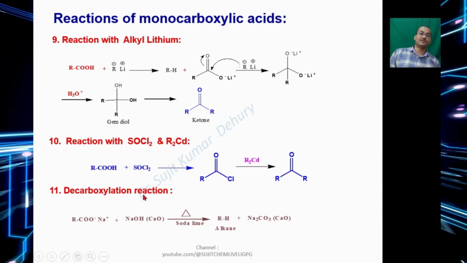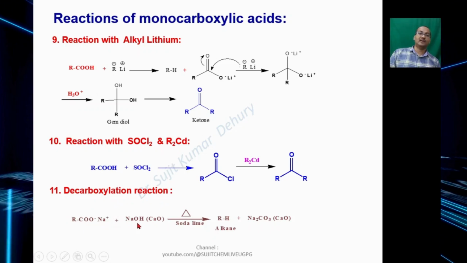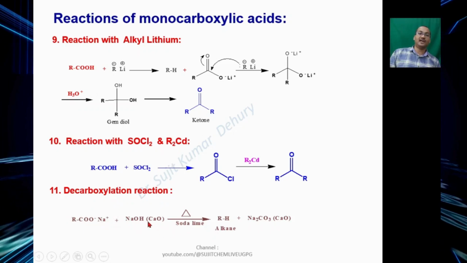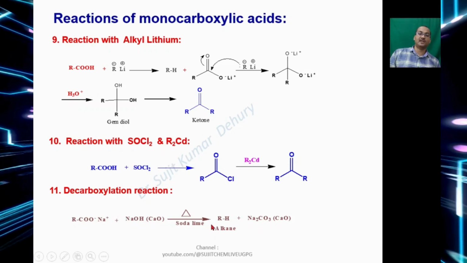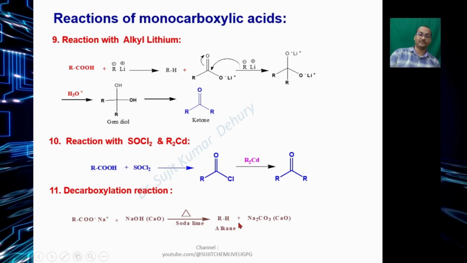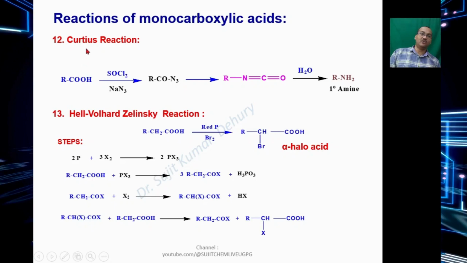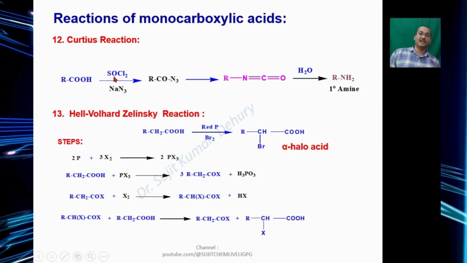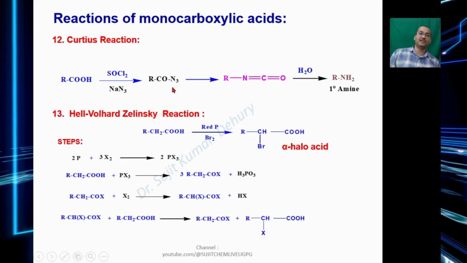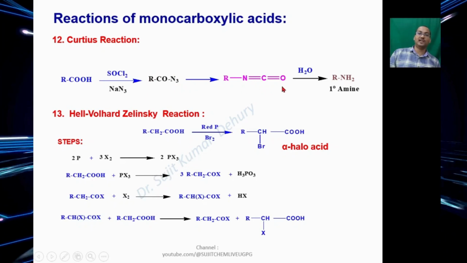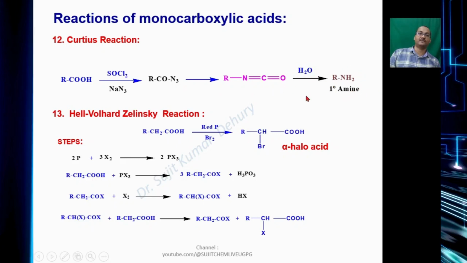The next is the decarboxylation reaction. The sodium salt of carboxylic acids can undergo decarboxylation by heating with soda lime, NaOH and calcium oxide, giving rise to alkane. Similarly, carboxylic acid undergoes the Curtius reaction by reacting with thionyl chloride and sodium azide, giving rise to RCON3, which ultimately gives isocyanate, which upon hydrolysis gives rise to primary amine.